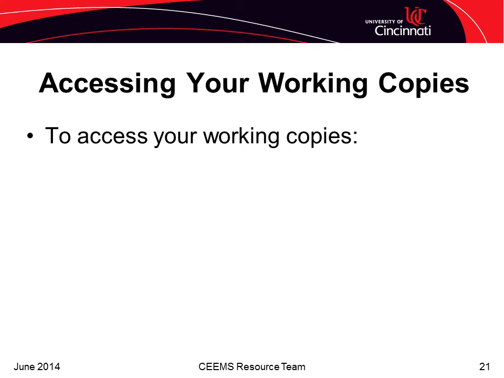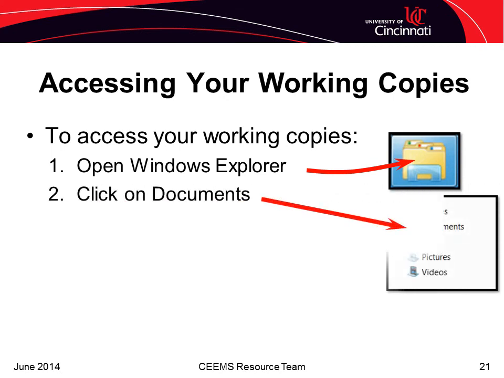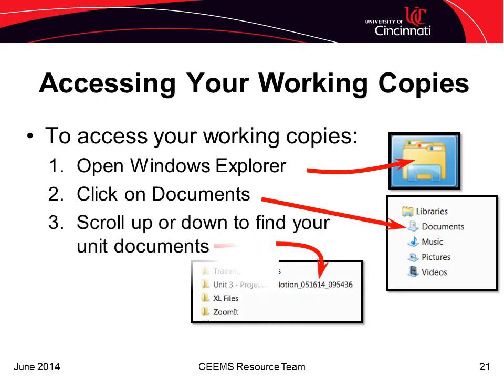Once you've created your working files, you can find them by opening up Windows Explorer. To do that, double-click on the folder icon on the taskbar. On the left-hand side of the screen, look for the Libraries folder and double-click on Documents. If you have a lot of folders or files in the Documents folder, you may have to scroll up or down to find the folder containing your documents.